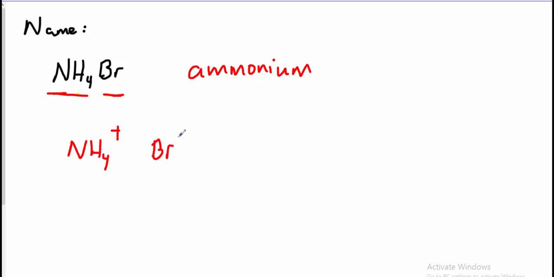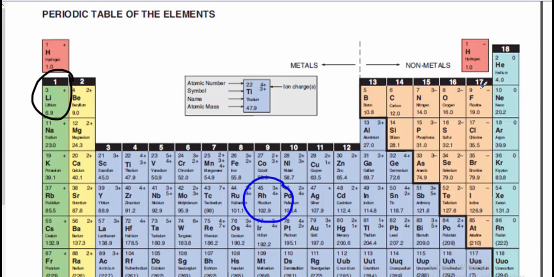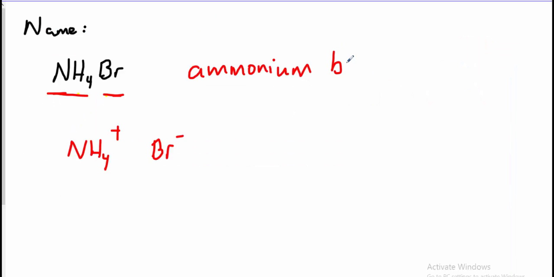Okay, Br is a non-metal. I go to my periodic table, I look up Br. On the non-metal side, it's bromine, and I have to change the ending to IDE. So this is going to become bromide.